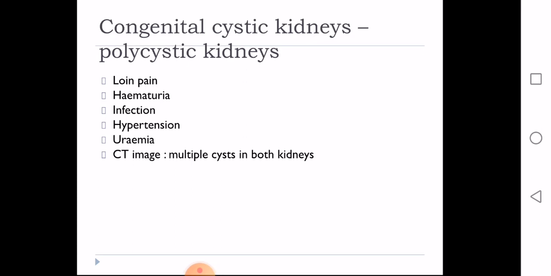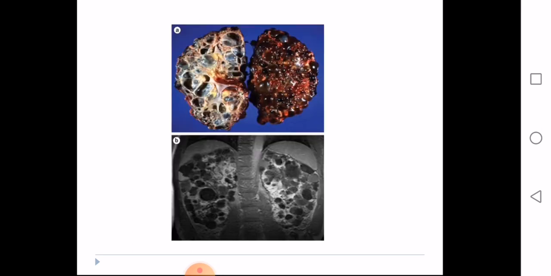Patients will come with loin pain. I hope all of you know what the loin is. Hematuria, infections, hypertension, uremia. Uremia means urea in the blood. Urea should not be in blood. And a CT image will show multiple cysts in both kidneys. So this is a sample, a dissected specimen of a polycystic kidney disease. Can you see the cysts inside and outside on the surface?